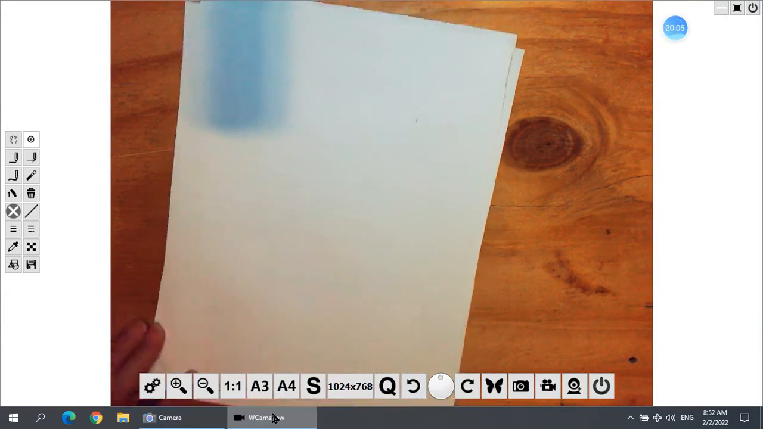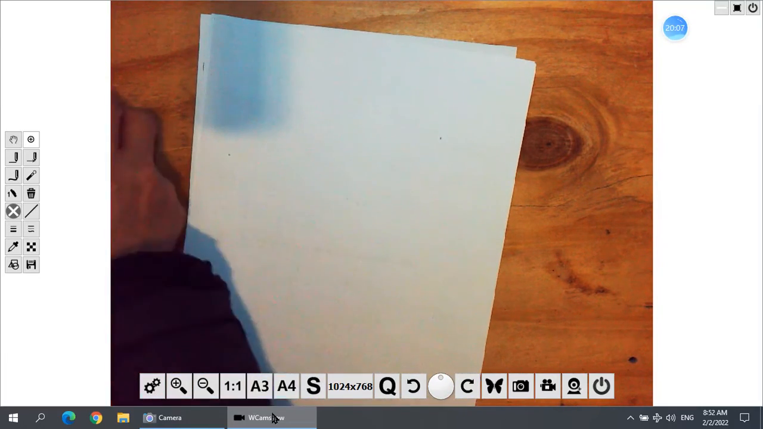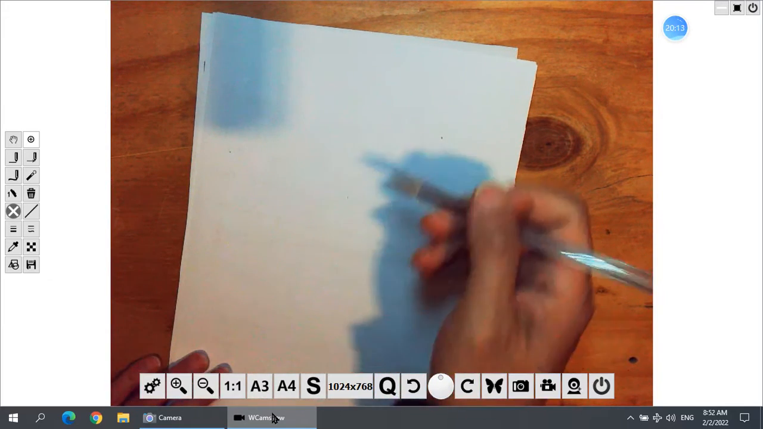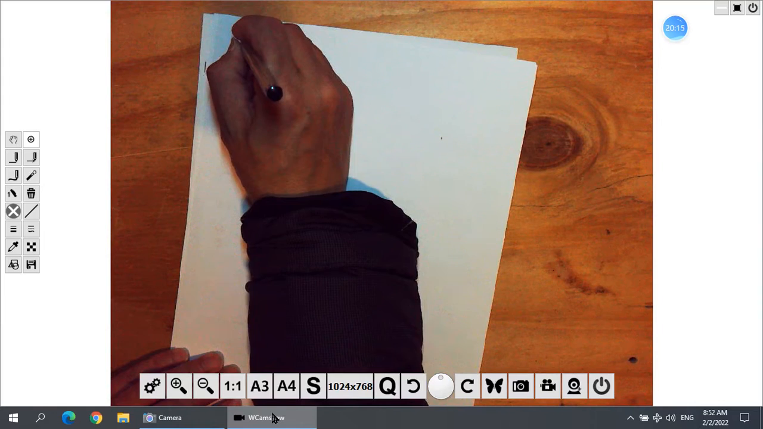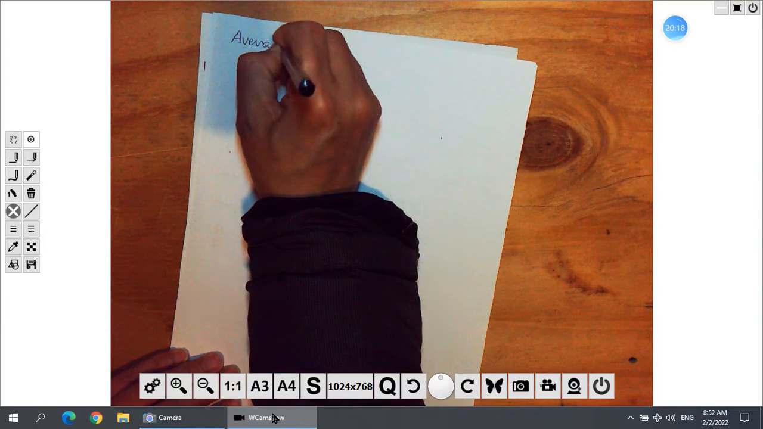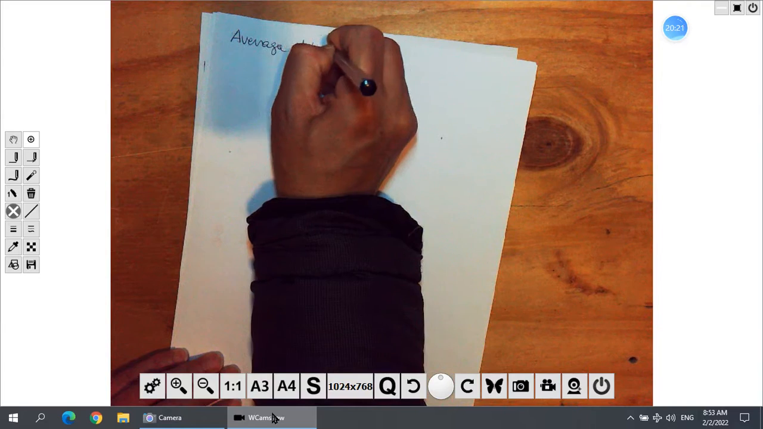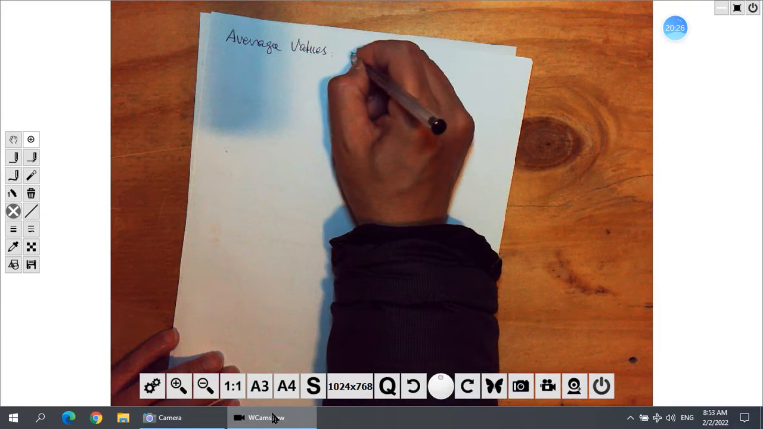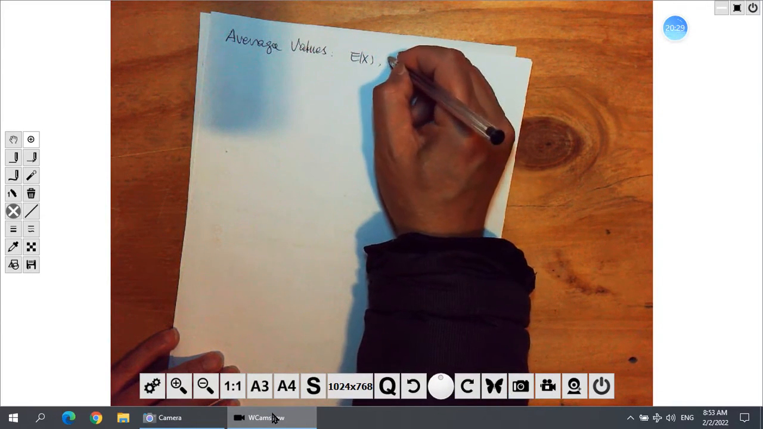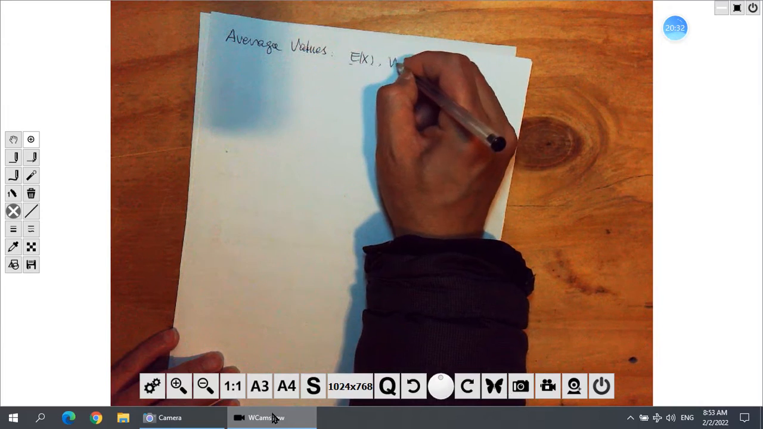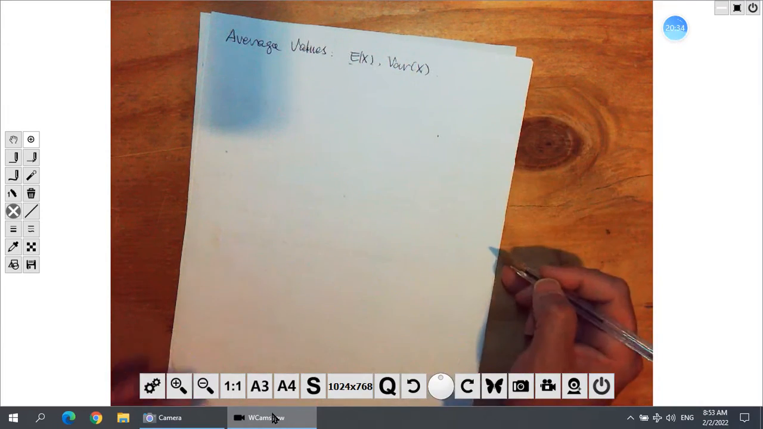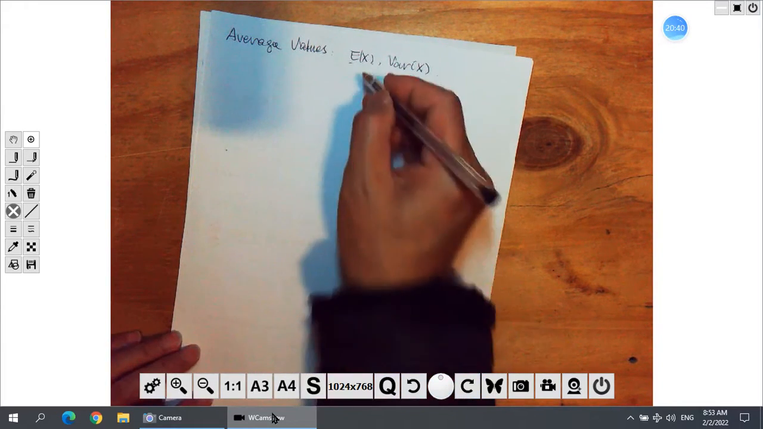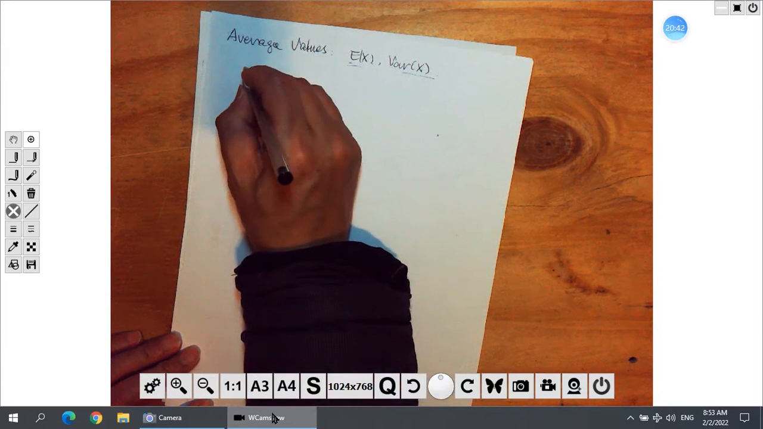Okay, then next we consider those average values. Remember what kind of average values we can have? We have the mean value of x, the variance of x. Now we have a joint distribution, so we have x1, x2. Then we need a similar thing.